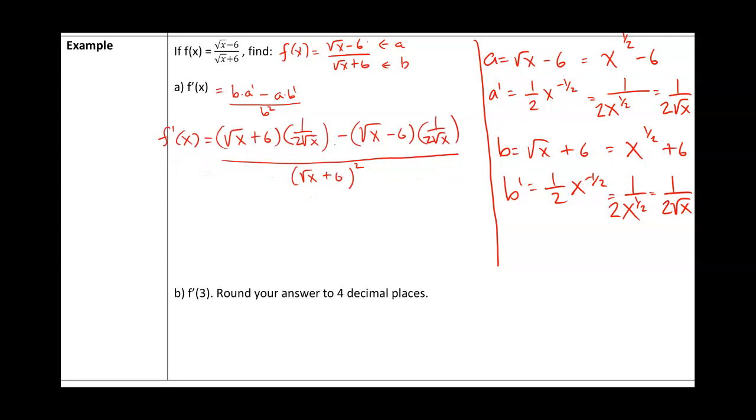All right, so let's plug this in. I have b, which is radical x plus 6, times a prime, which is 1 over 2 radical x, minus a, which is radical x minus 6, times b prime, which is 1 over 2 radical x. And that's all going to be divided by radical x plus 6 to the second power.